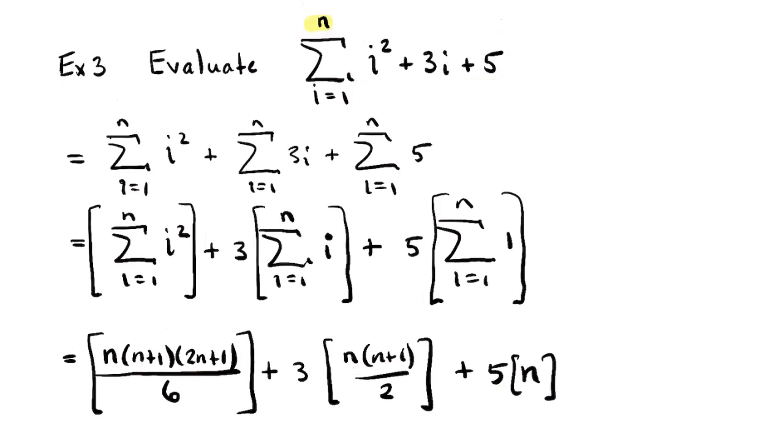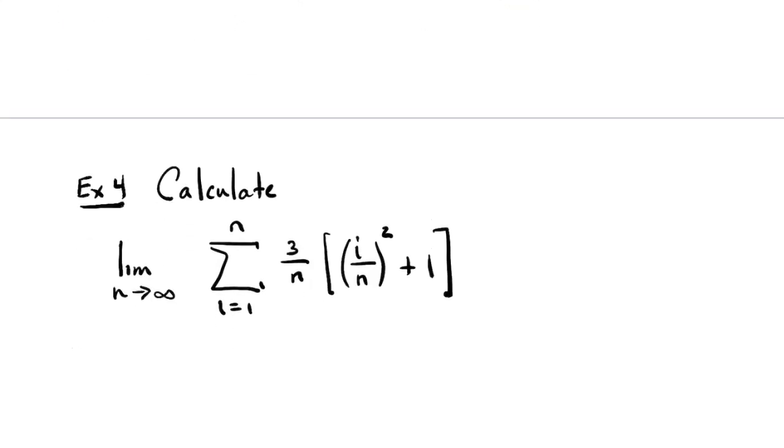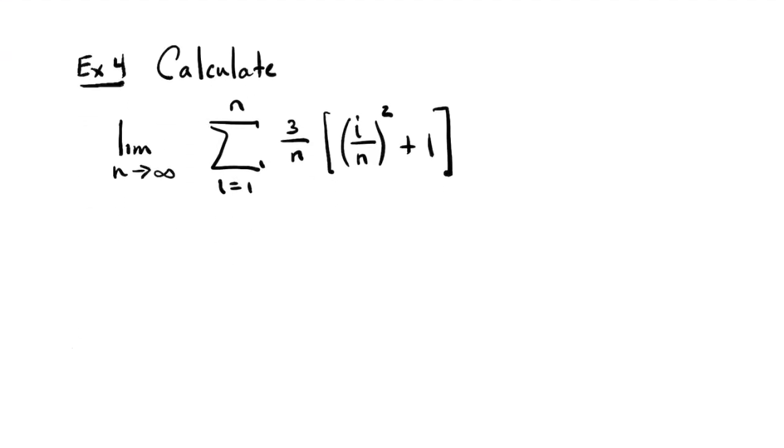Okay, useful skill. Last example, we're basically going to practice the same things, but I'm going to put it in the context of taking a limit. When we get an expression for n, this bracketed thing is just like the previous example.